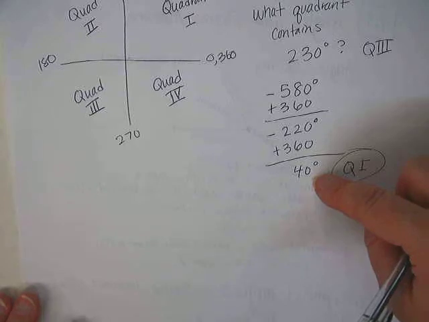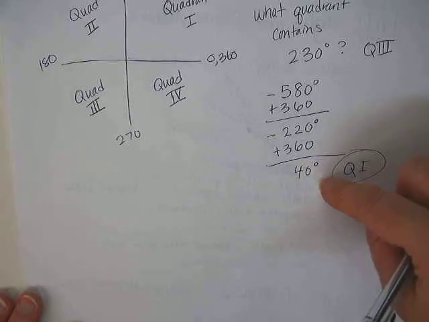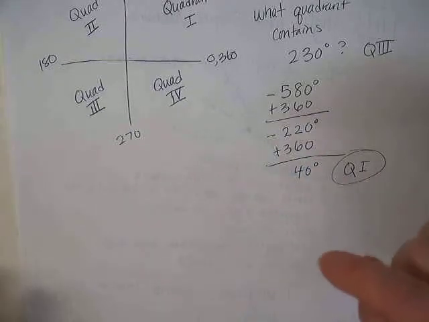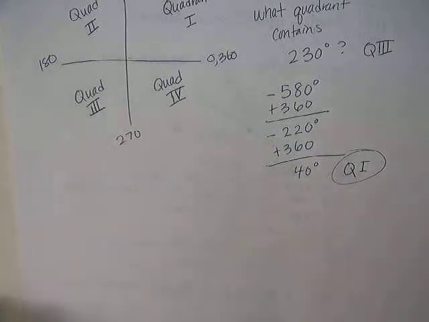This is going to be something you're also going to need to be very comfortable with, is taking angles that are not between 0 and 360 and changing them to an angle that is between 0 and 360. Because that makes it much easier to understand and work with.